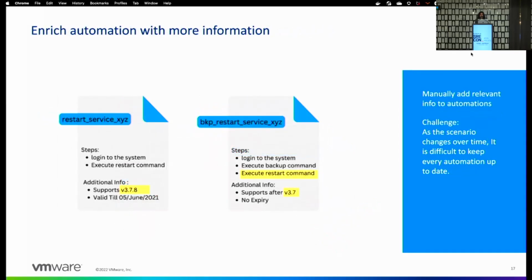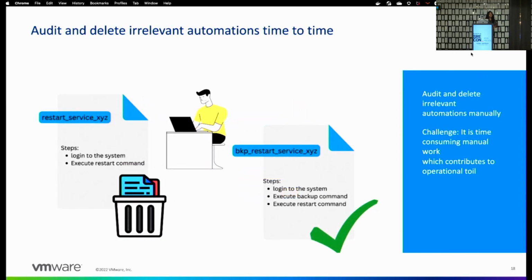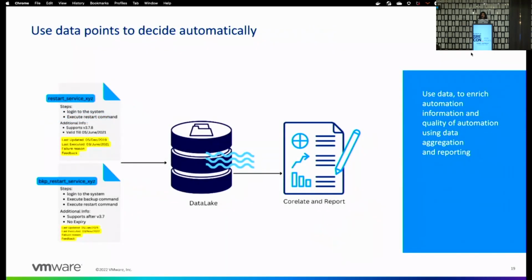Another way is for someone to go and look into the system and delete these irrelevant automations. I already said that we have 2,000 plus automations. Looking into these 2,000 plus automations from time to time is a huge operational toil for any of the teams. It actually goes against the principle of SRE itself. So this is not an option, and I guess none of us would be happy to do that, because when we have to delete something, we would instead spend that time to build something better, right? So, using data points to decide which is a relevant automation for us.